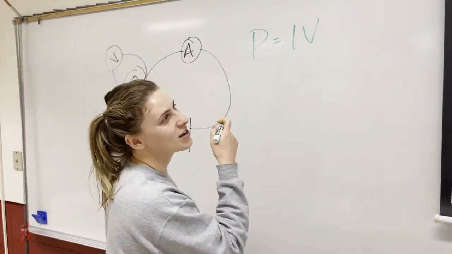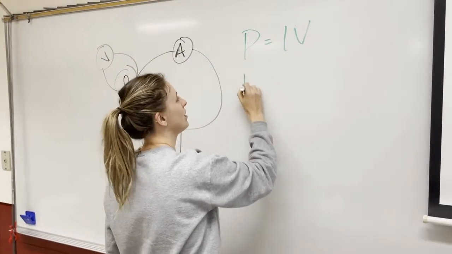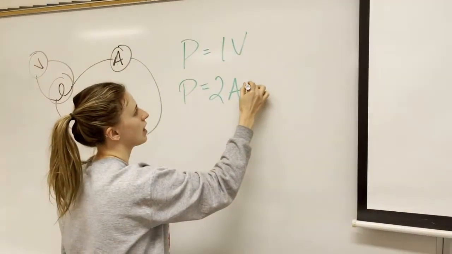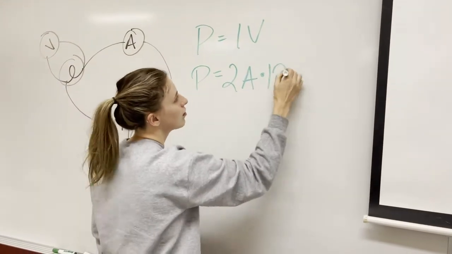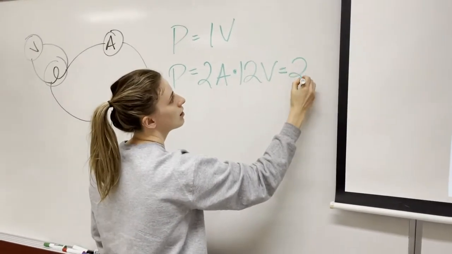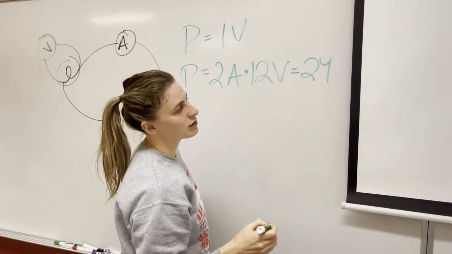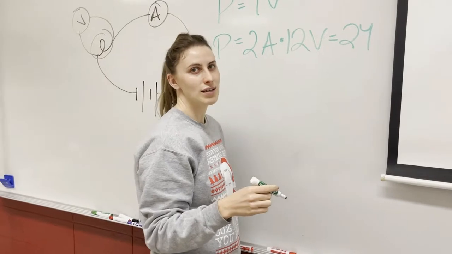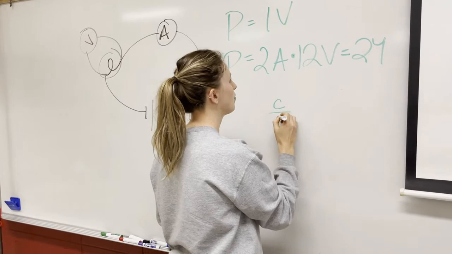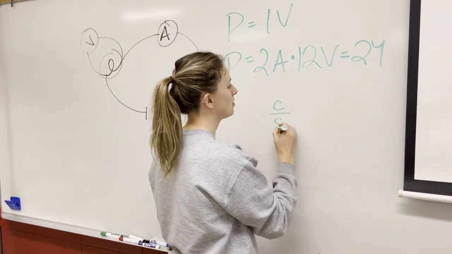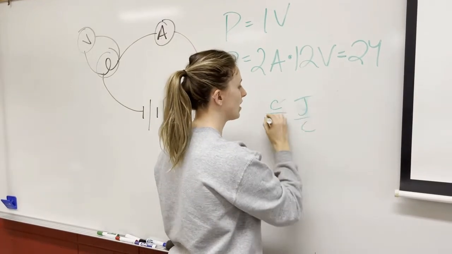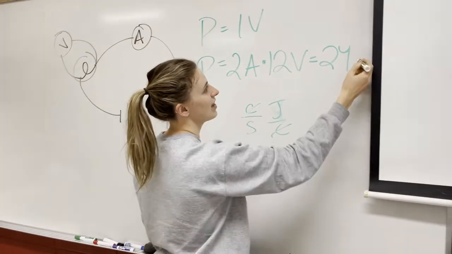That's right. Okay, so if we want to figure out what power is, our current here is 2 amps, times our volts, which are 12 volts. So 2 times 12 is going to be 24, right? 24. Okay, and that's amps times volts. An amp is a coulomb per second, and a volt is a joule per coulomb. The coulombs cancel, leaving a joule per second. That is a watt.